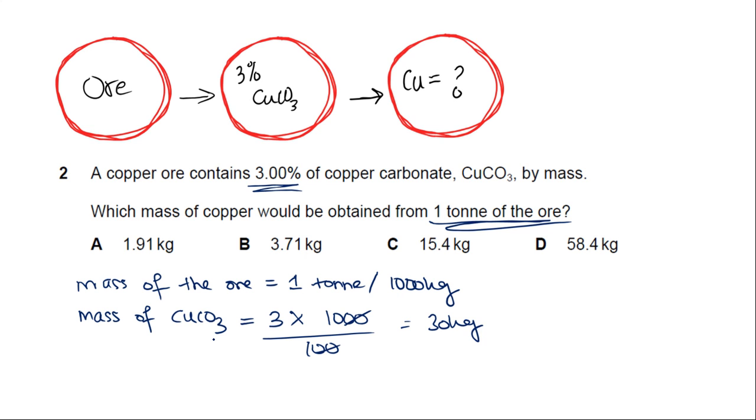Now that I have the mass of copper carbonate, I can easily get to the mass of copper. I know that copper has an Ar of 63.5. How do we find the percentage composition by mass? You have the Ar of that element, and then you have the Mr of the molecule, which is 123.5 in this case, and you multiply it by 100, and you basically get the percentage composition by mass. Right now, I specifically want this fraction of 30 kg, so I will multiply it by 30, and that gives 15.4 kg. So there you go. The answer is C.